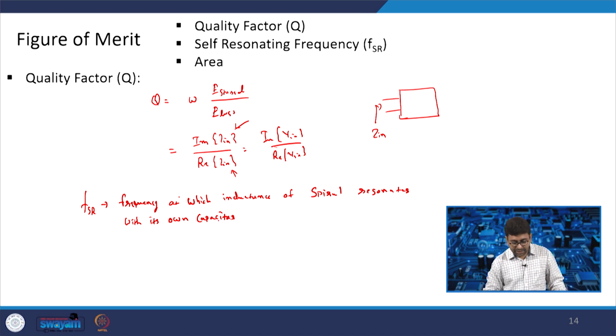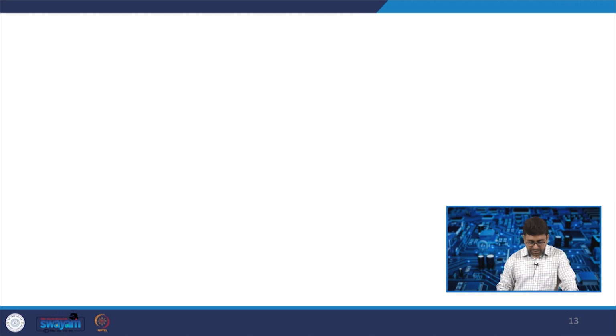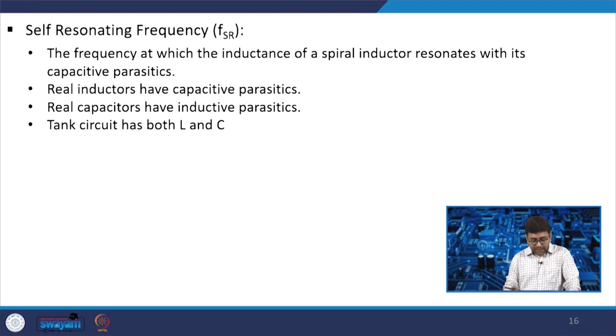Because there are multiple capacitors inherently there in the inductor, at one frequency it will resonate, and that frequency is called the self resonance. We should not use our inductor at that frequency, because it is resonating, it will not give you any inductance at that frequency. Mostly, it is the frequency at which the inductance of the spiral inductor resonates with its capacitive parasitics, and real inductors have capacitive parasitics and real capacitors have inductive parasitics.